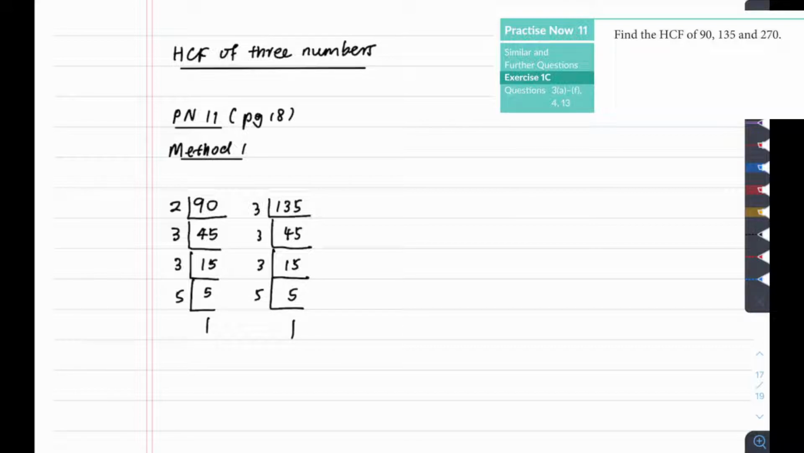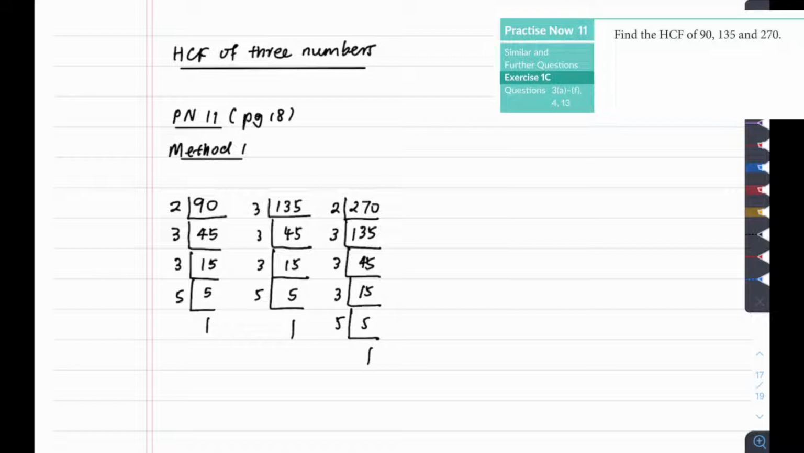Next, my 270. Let's divide my 270 by 2. Divide 135 by 3, get my 45. Then I divide by 3 again to get 15. Divide by 3 again to get 5. Divide by 5 to get my 1. So this is my prime factorization for these three numbers.